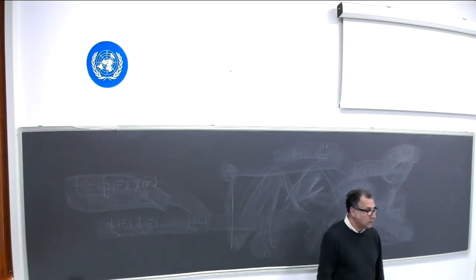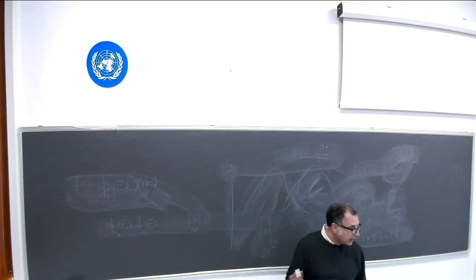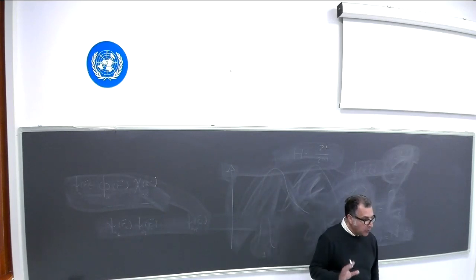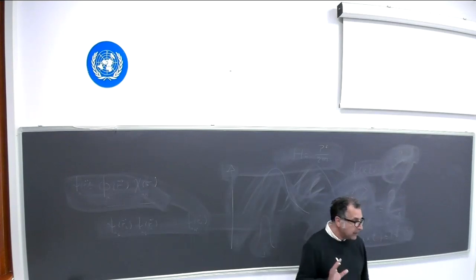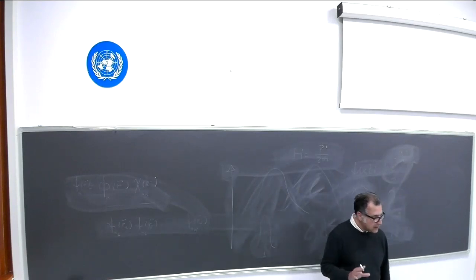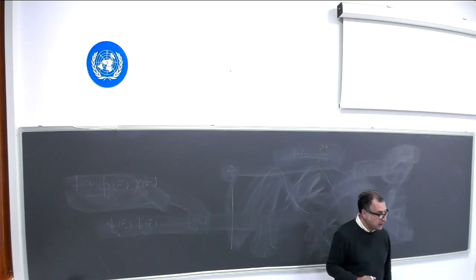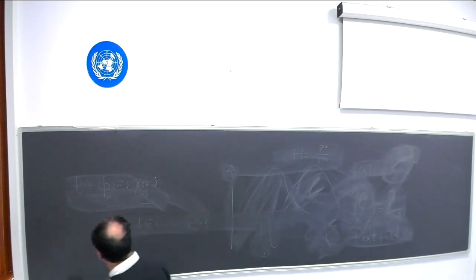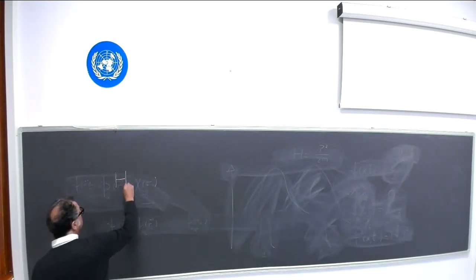I would like to continue discussing this issue about indistinguishable particles from a slightly different point of view. This is more formal, but it's very important. So the next example that I'm going to consider is the case of two particles that interact through some potential. So I have two particles.